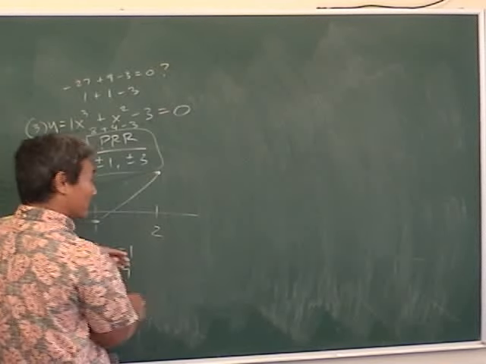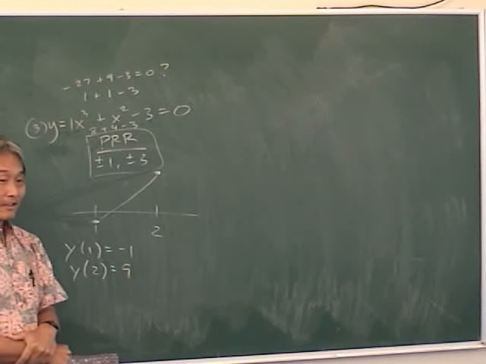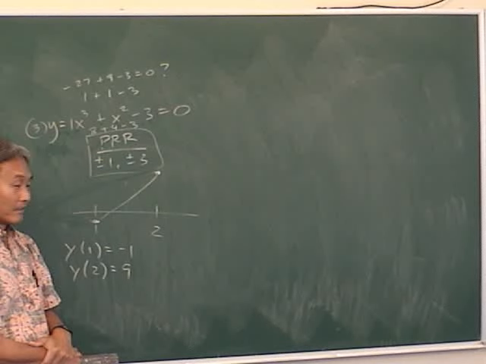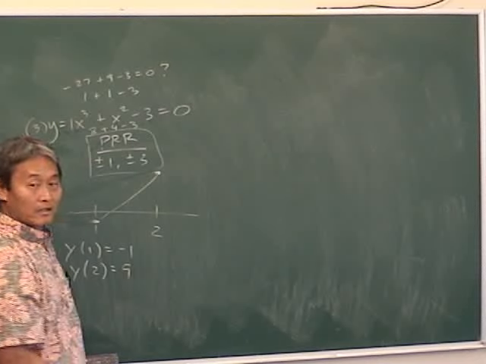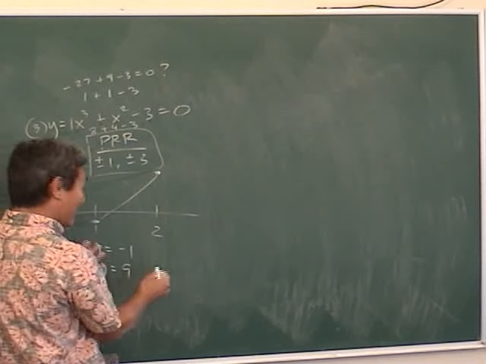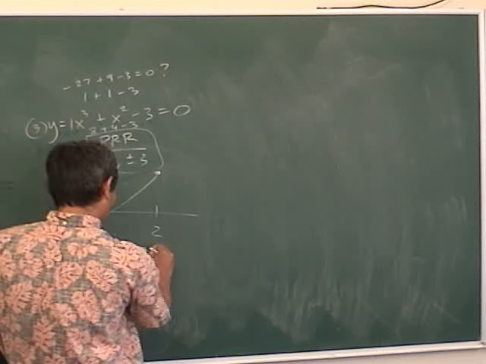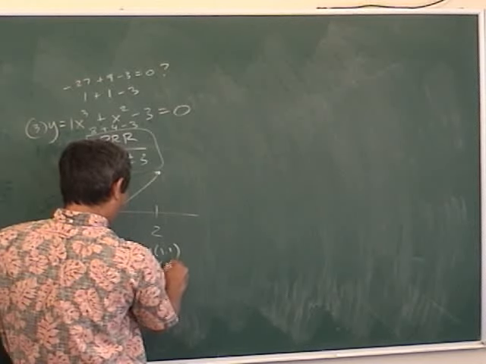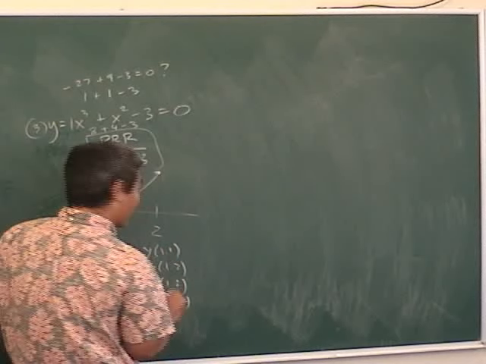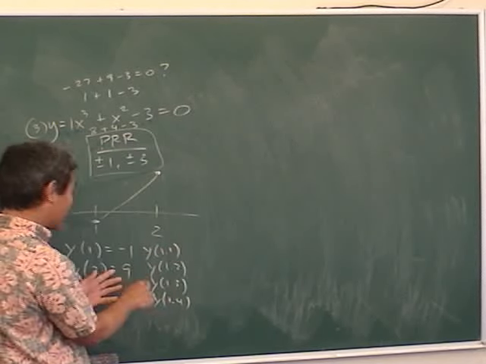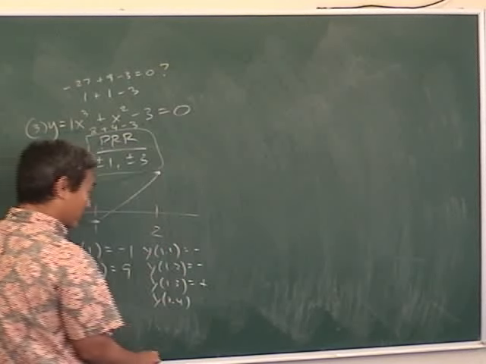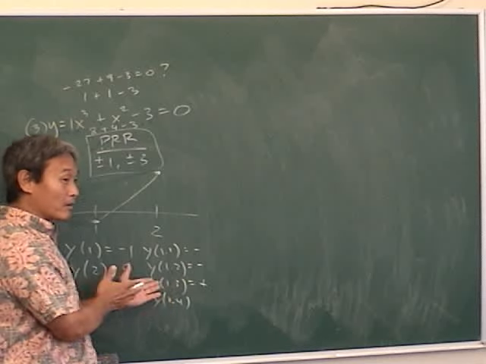So we had problems like: estimate the root to the nearest tenth without a calculator. How do you do that? Okay, maybe we did use a scientific calculator. What you do is compute y of 1, then y of 1.1, y of 1.2, y of 1.3, and y of 1.4. What am I looking for? You're looking for a change in sign. Let's say this one comes out negative, this one's negative, this one comes out positive. Then it's somewhere between 1.2 and 1.3.